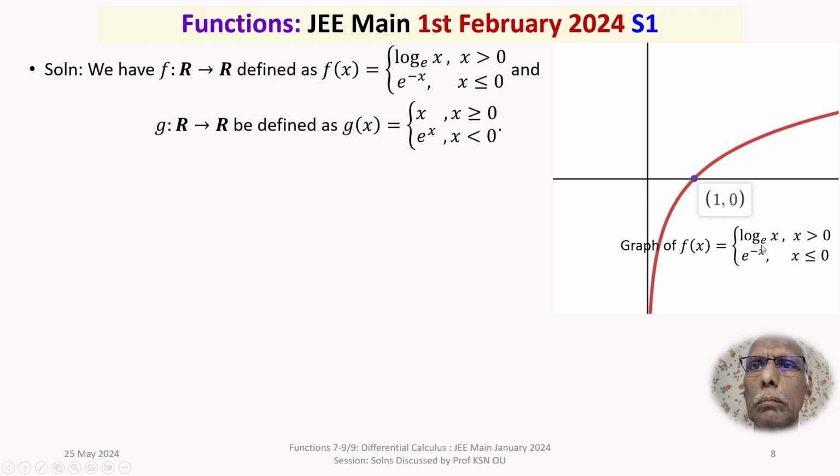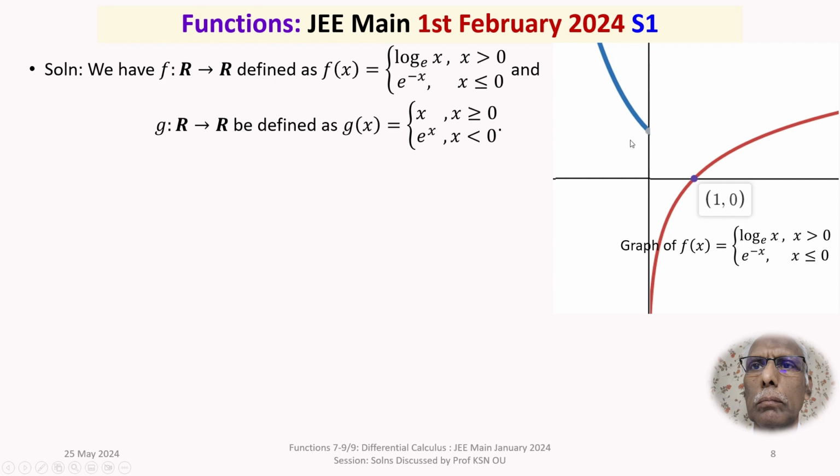This is log x to the base e when x is greater than 0, so from here to here. This is the whole graph. You have to notice that log x is positive when x is greater than or equal to 1, and log x is negative when 0 is less than x less than 1. And e power minus x when x is less than or equal to 0 is like this.